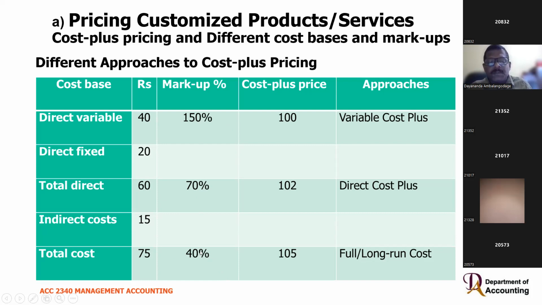Your markup is getting reduced because you have already considered those cost elements. Here, 40% represents only the profit, but 70% represents profit plus the fixed overheads. Here, 150 represents other indirect fixed cost, profit margin and the production overhead. That's why we need a large amount of markup. Anyway, that is the pricing of customized product.